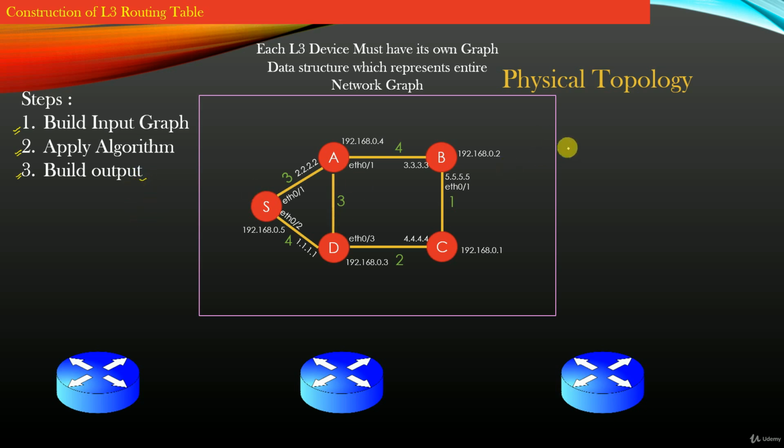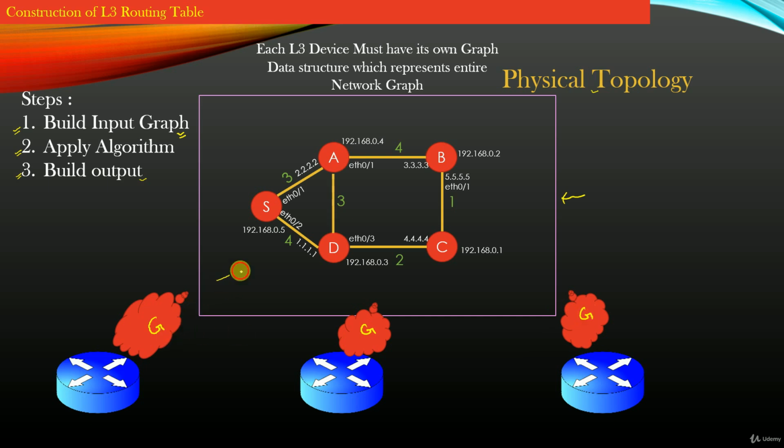So you can see in this diagram, suppose we have a physical network topology consisting of routing devices connected via links or wires. So this is a physical topology. Now the very first step involved is how to build the input graph data structure. Each router present in this topology needs to build a graph data structure in its memory, and that particular graph represents this exact physical topology.